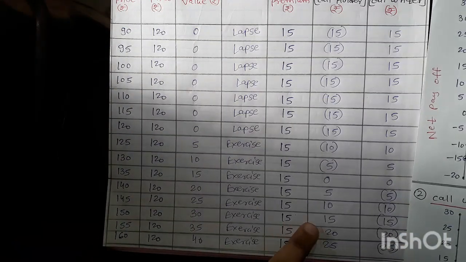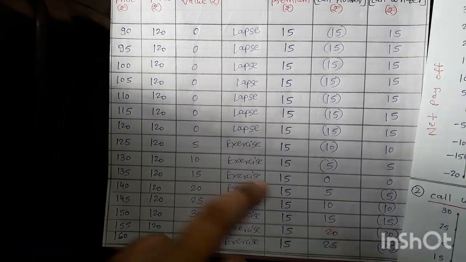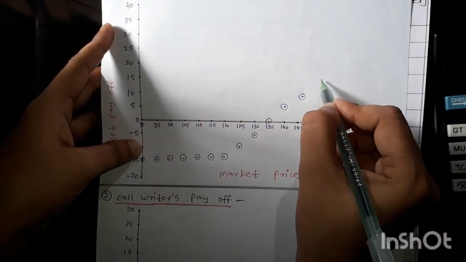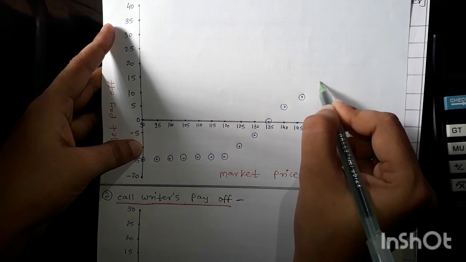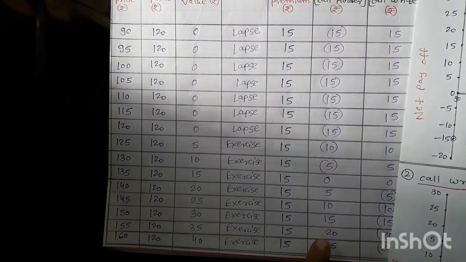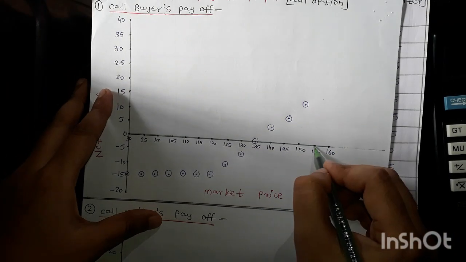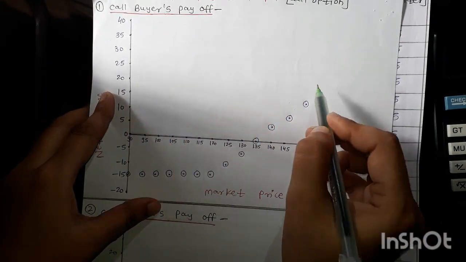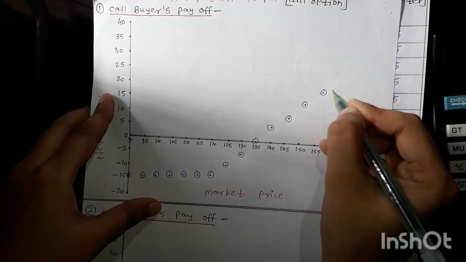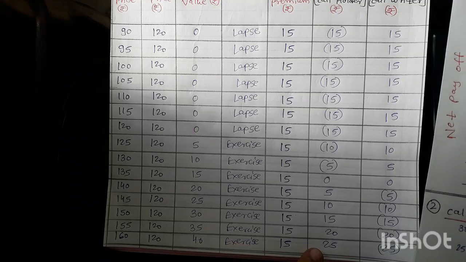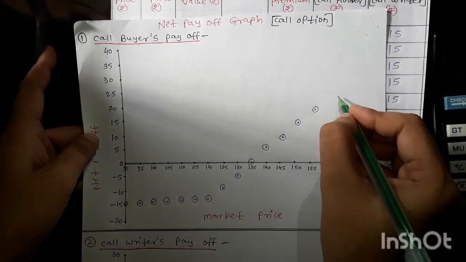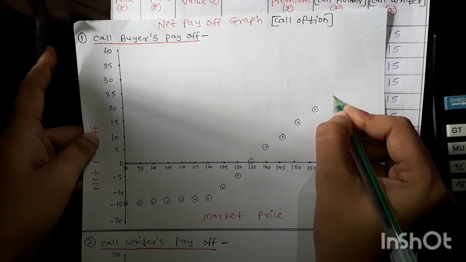After that, 150 positive 15, so somewhere here. After that, 155 positive 20, somewhere here. And the last one, 160 positive 25. Okay, so somewhere here.